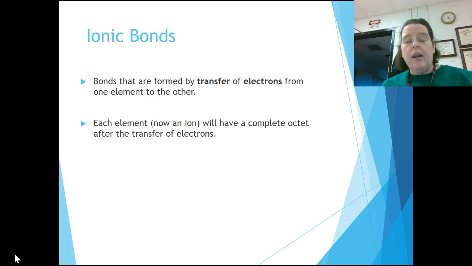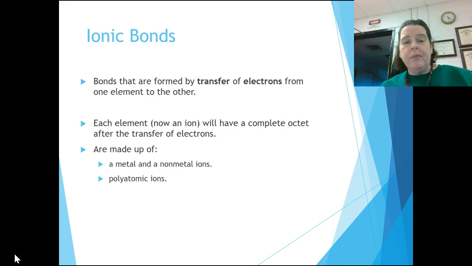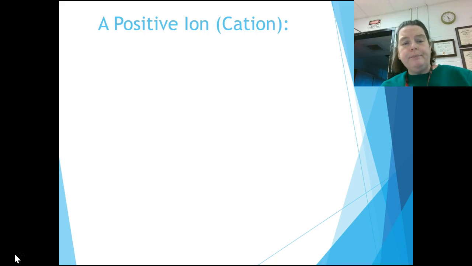We know that each element will have to form an ion to complete an octet after the transfer of electrons. They are made up of a metal and a nonmetal. We always have to have a metal and a nonmetal, a metal to lose, a nonmetal to gain. There also might be something called polyatomic ions, and we'll deal with that a little bit later.